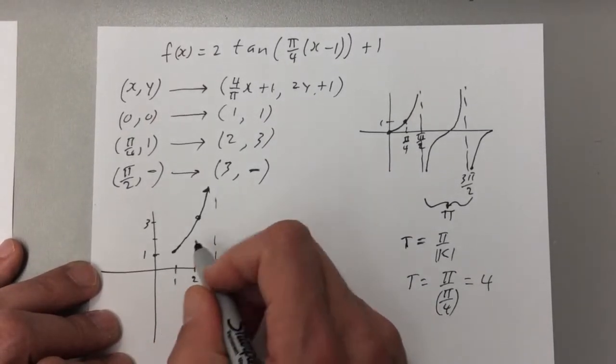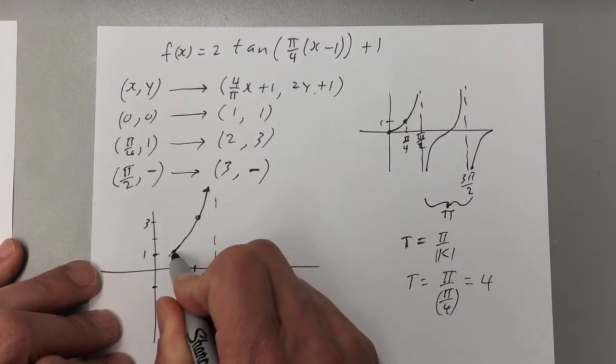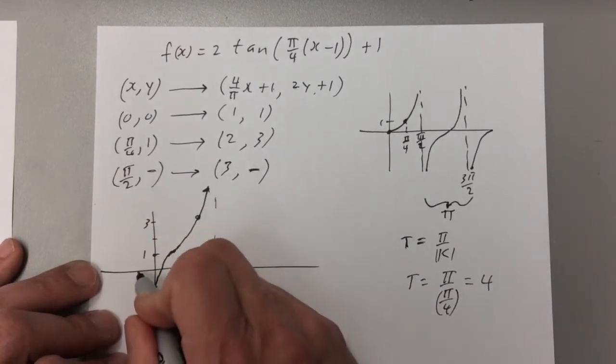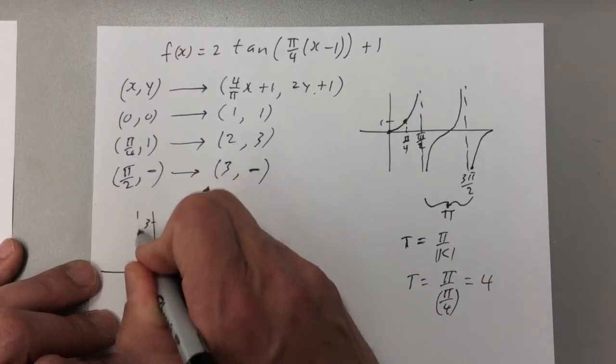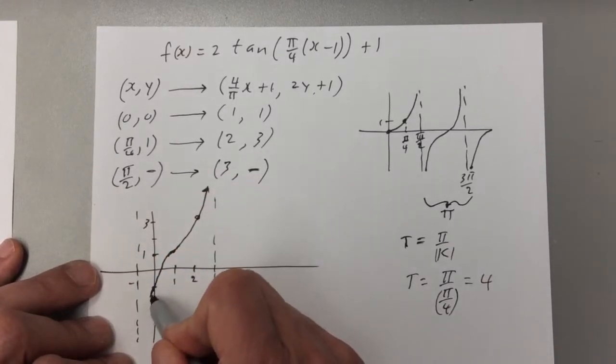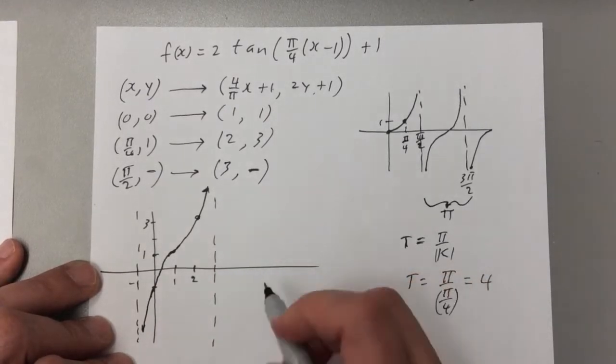So on this side, it's going to be down here. Go like that. And you're going to have at -1 another vertical asymptote, because the period is 4. It's going to look like that. So that would be 1 cycle.